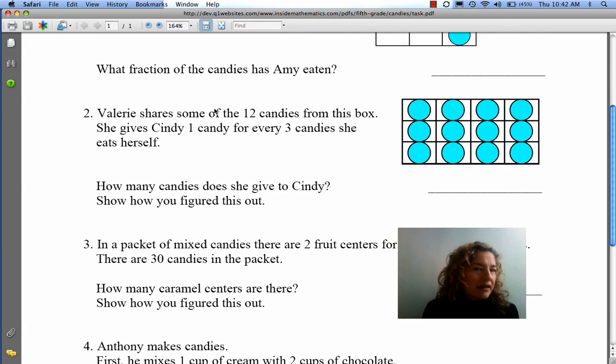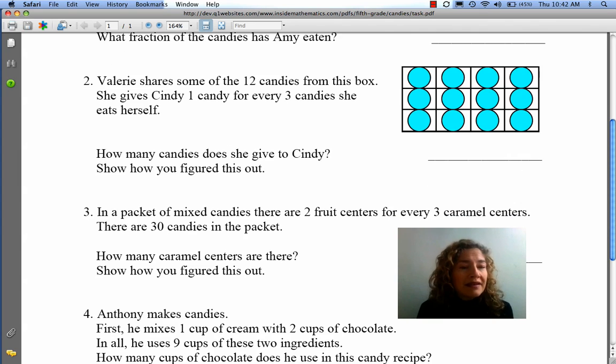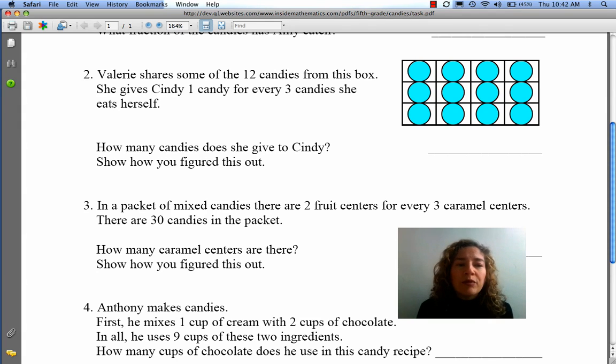Secondly, we can see Valerie shares some of the 12 candies from this box. She gives Cindy 1 candy for every 3 candies she eats herself. How many candies does she give to Cindy? And importantly, show how you figured this out. Those kinds of questions, those kinds of prompts are where we as teachers are going to learn about how our kids are even approaching this.